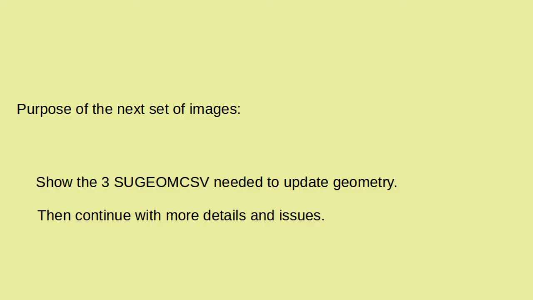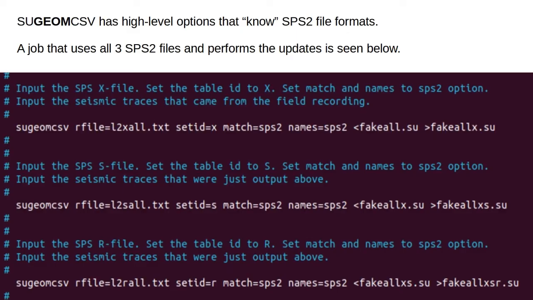So that's it. We have gotten all the way from the two values in the trace header to all the values available in the data records of SPS2 files. This job uses SU-geom-CSV 3 times to perform geometry update from the 3 SPS2 files. Note that you can perform the update from the R file before the update from the S file, but the update from the X file must be first.